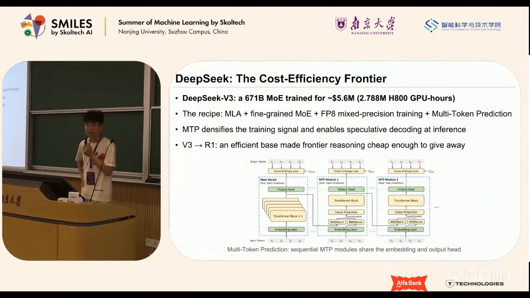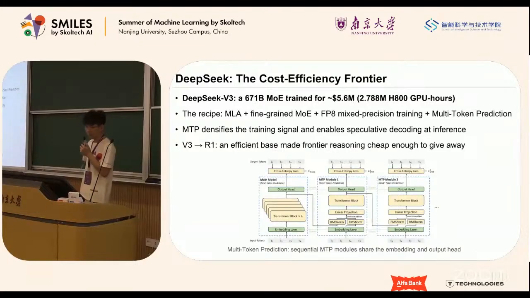DeepSeek has focused on cost efficiency. The flagship DeepSeek V3 model is, but currently DeepSeek has updated the version to DeepSeek V4. DeepSeek V3 is a 671 billion parameter MoE model, which is trained for 2,000 more each 800 GPU hours.